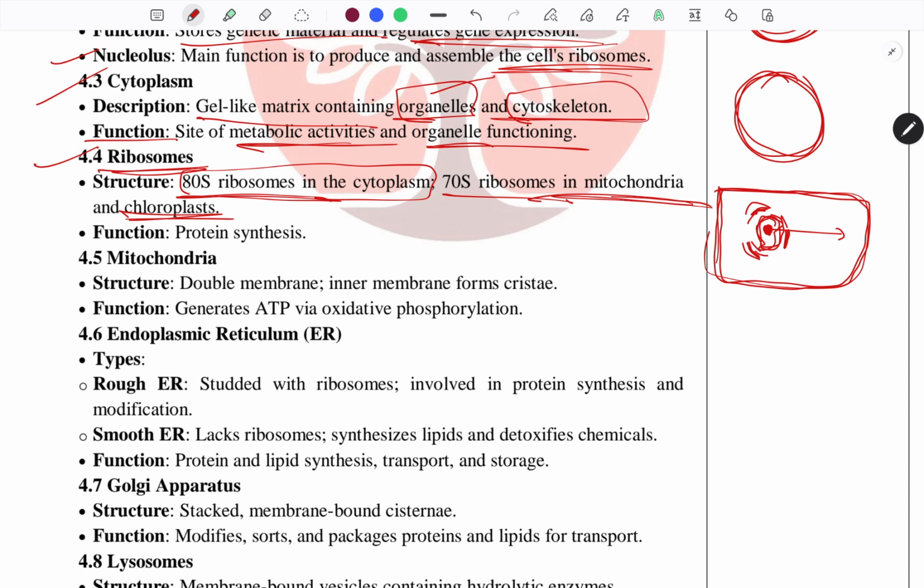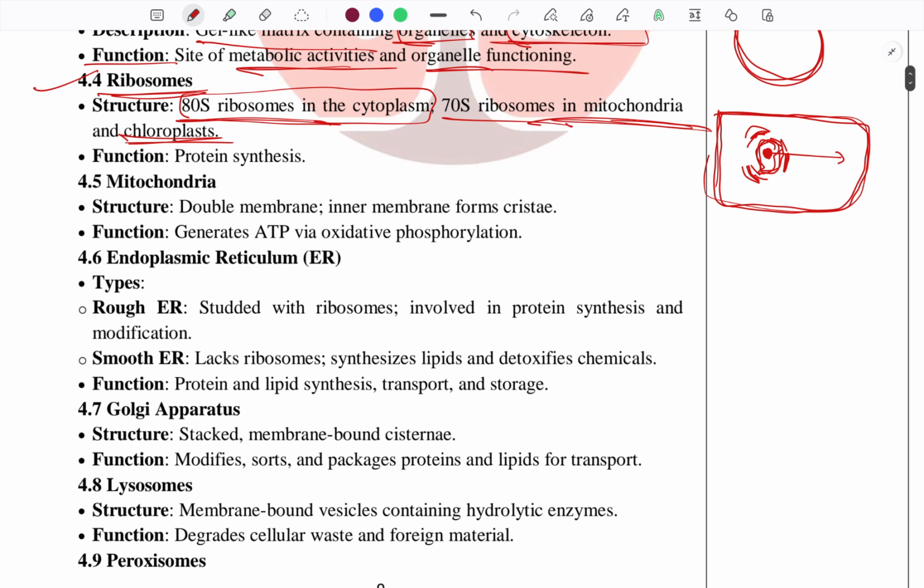But if it is a simple question, what is the type of ribosome present in a eukaryotic cell, then it is 80S type of ribosomes. And these ribosomes are involved in protein synthesis. Then comes the next organelle, that is mitochondria. As I said, these mitochondria are present inside the eukaryotic cells due to engulfment, because it was engulfed by the ancestral bacteria, or the present eukaryotic cell.